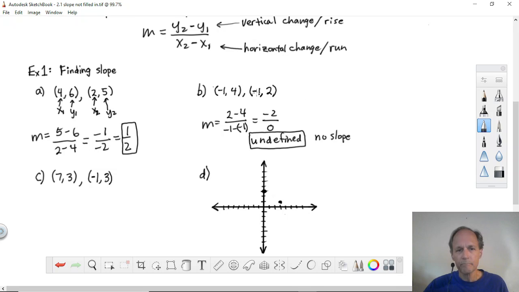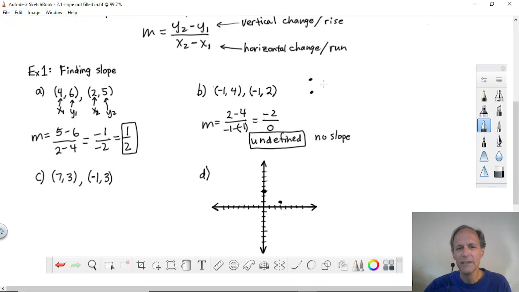Now, how are these points going to look relative to each other? You see, the x values are the same in both cases, negative 1. So there's no run at all. It doesn't go anywhere left to right. It doesn't go anywhere horizontally. It stays at negative 1. But the rise does change, right? That is, the y value changes. So there is a rise, and we found that was negative 2. So this thing doesn't run at all, but it does rise. So that just tells you they're right on top of each other like that.